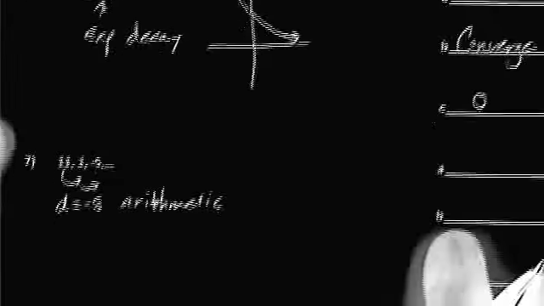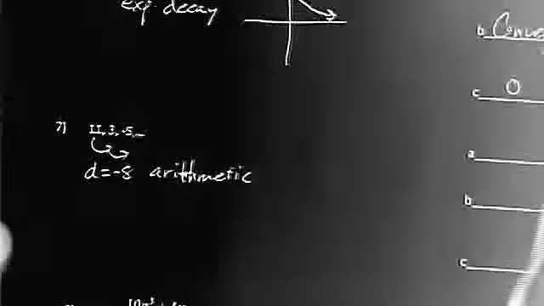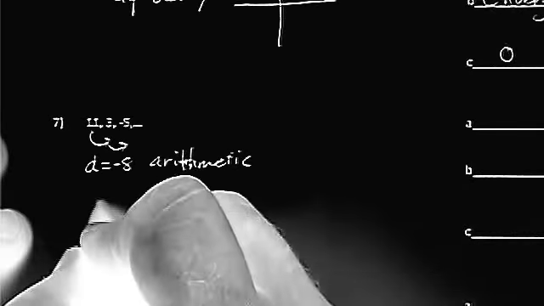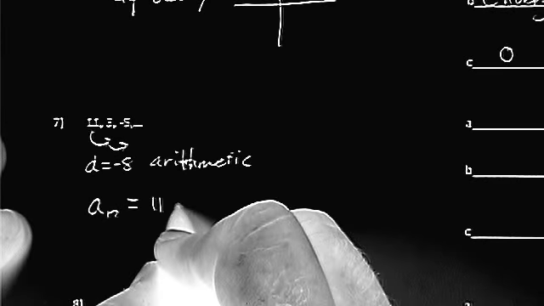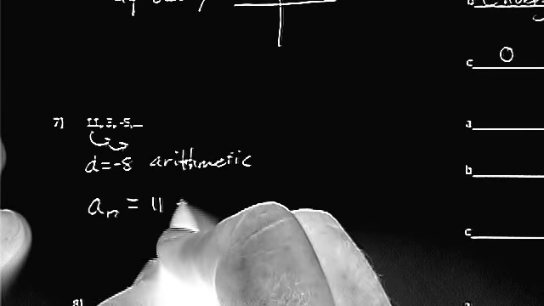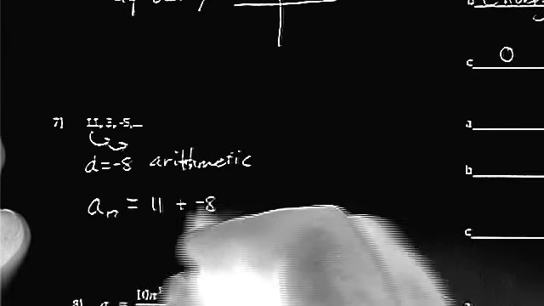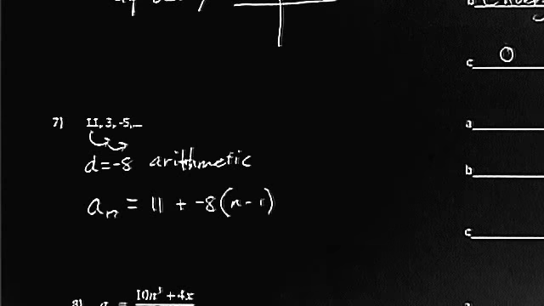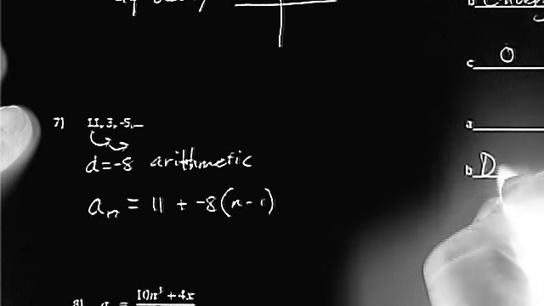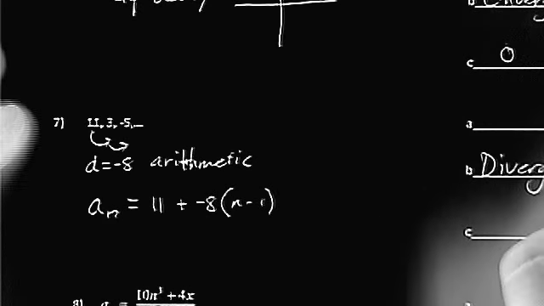And I'm hoping by this time of your life you understand that arithmetic means a linear function. So if you take a look at first term plus constant difference, which is negative 8, I guess I didn't need the plus, but times n minus 1, with it being a linear function, it's going to keep going down, down, down, down, down, and it will never stop. So this is one of those diverging sequences.